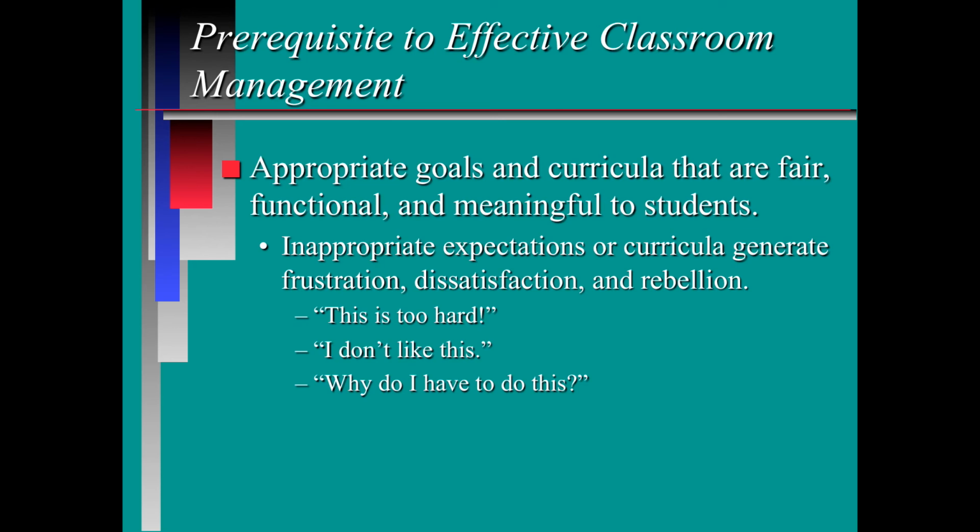Oftentimes, inappropriate expectations and curricula generate frustration, dissatisfaction, rebellion in our students. That's why we hear statements such as, "This is hard, I don't like this, why do I have to do this?" All of us have heard those comments at some time in our career.